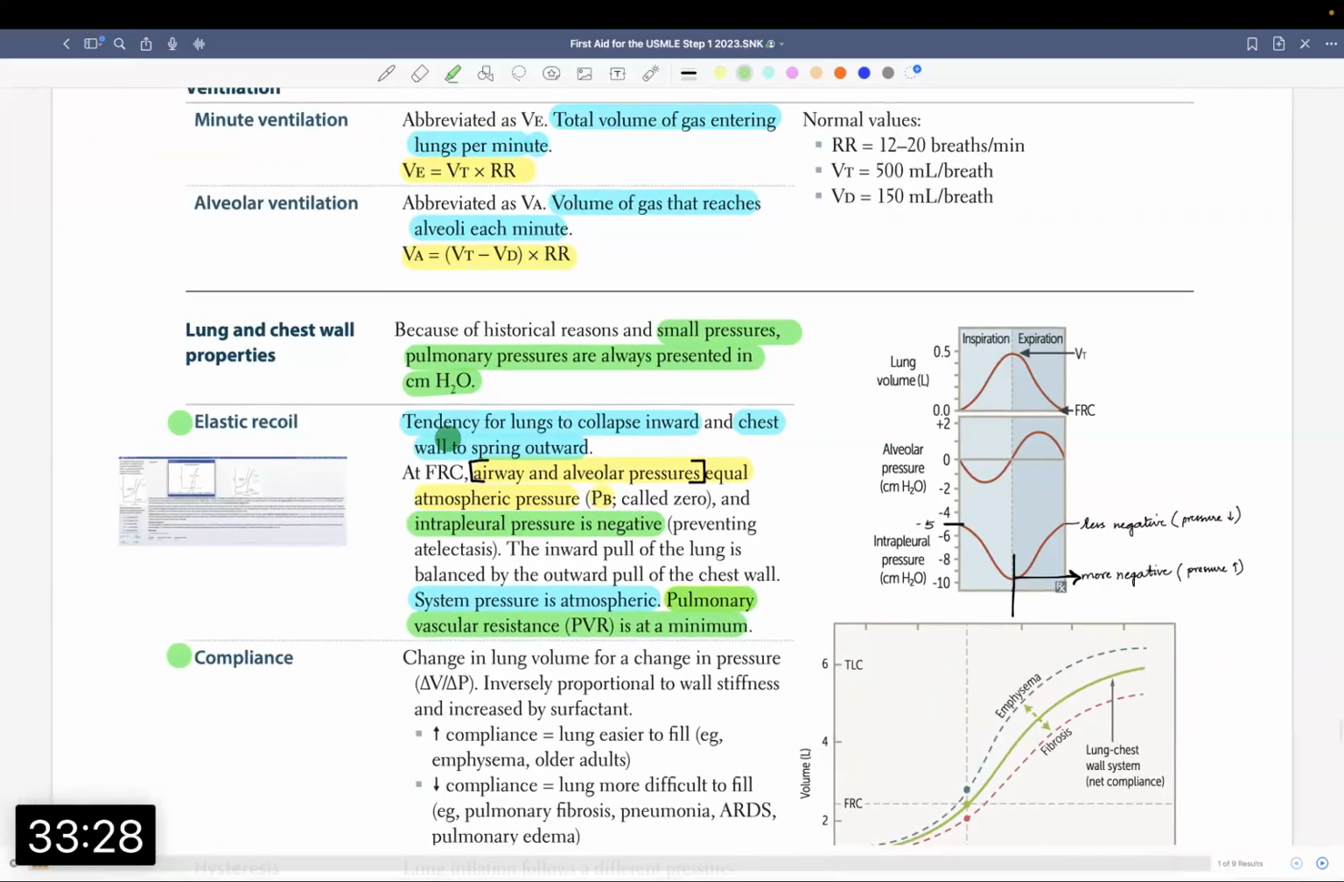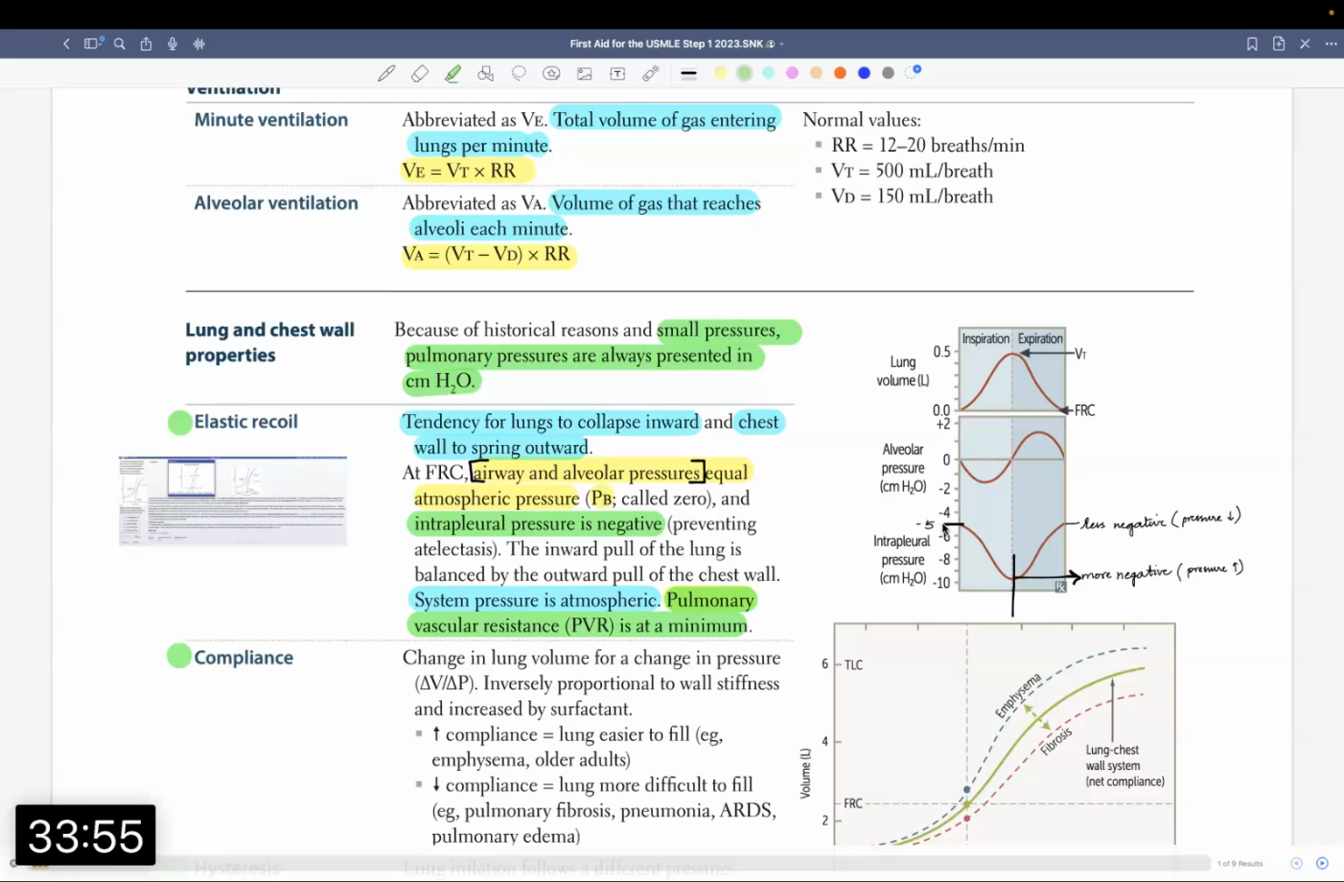So yeah, that was elastic recoil: the tendency for the lungs to collapse inward and the chest wall to spring outward. At FRC, the airway and alveolar pressure is equal to atmospheric pressure, which is PB, and this is called zero. At FRC, intrapleural pressure is negative, preventing atelectasis.